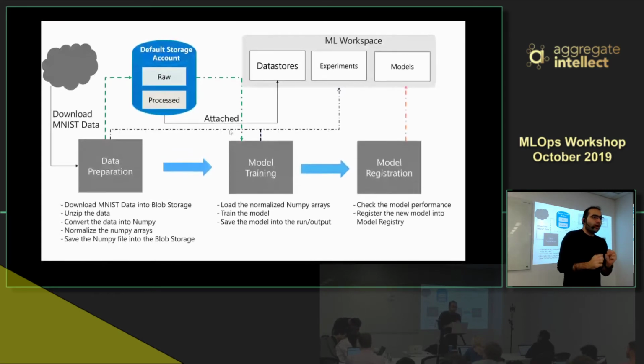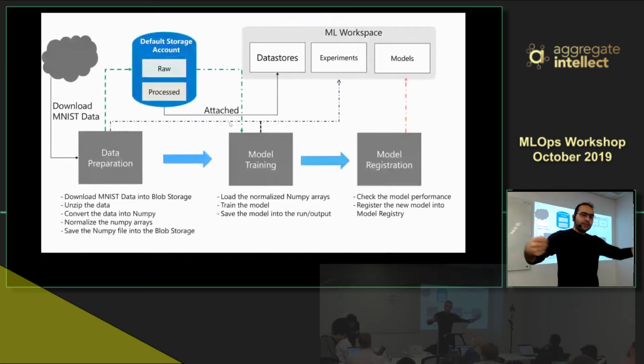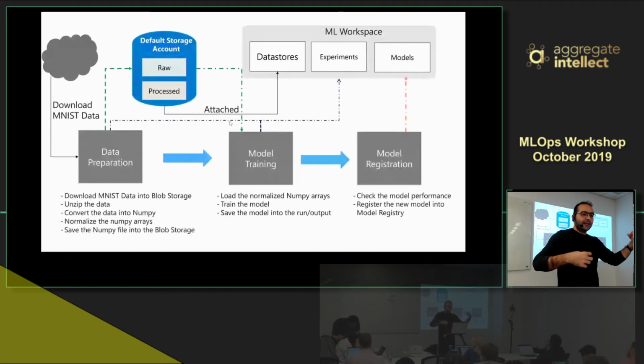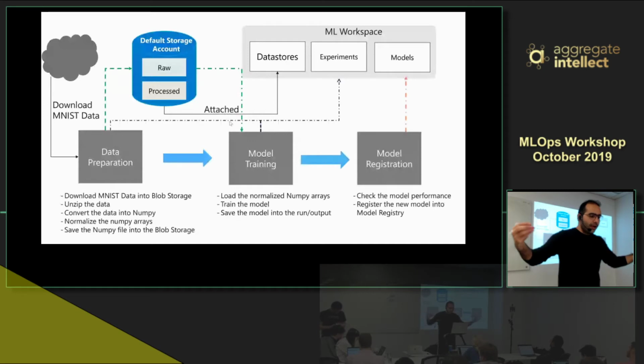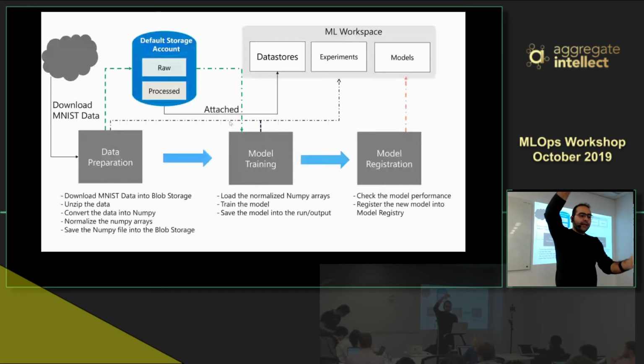But for this one, although it is a simple task, I divide it into 3 different steps. The first step is data pre-processing. The second step is to get that pre-processed data and train the model. And the last step is to register the model. The pre-processing downloads the files, normalizes them, like dividing by 255 to get the values between 0 and 1, and then saves it as a NumPy object in a data storage.